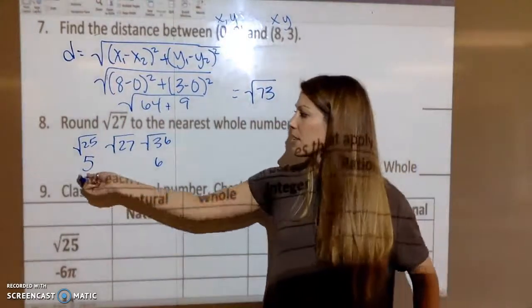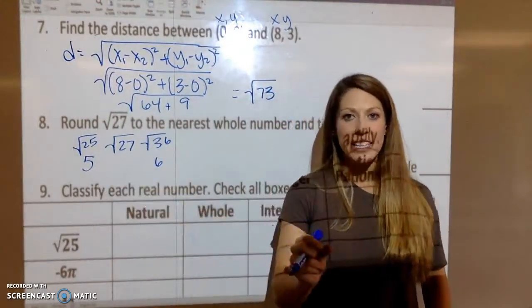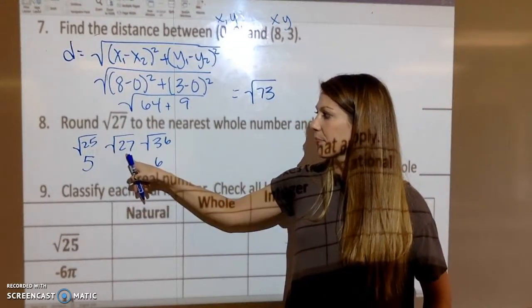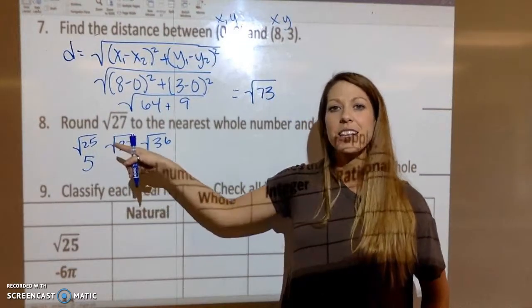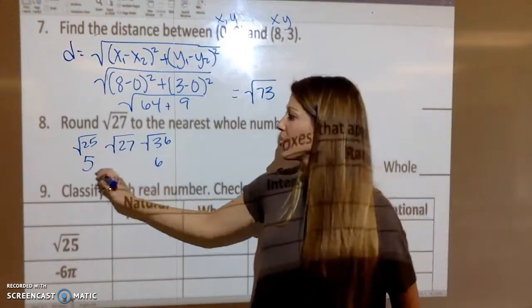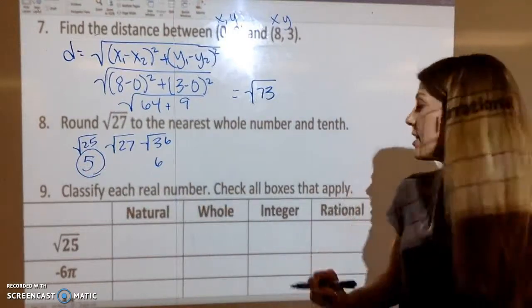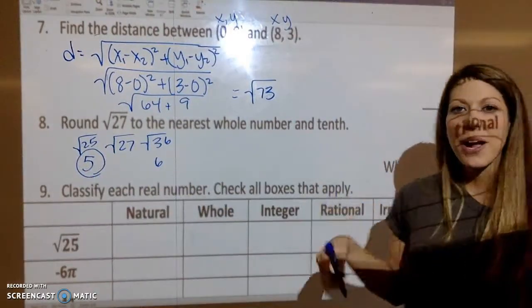So these two numbers should be consecutive. They should be right next to each other. And then we decide which one of these is closer to 27, 25 or 36. The answer is 25. So that means that the square root of 27 is closest to 5 than any other number. So on the whole number line, you would write 5.